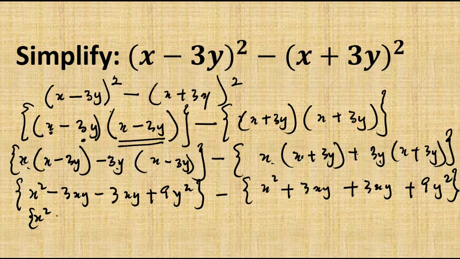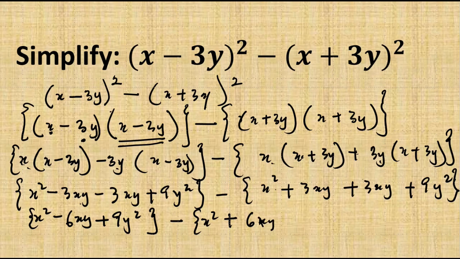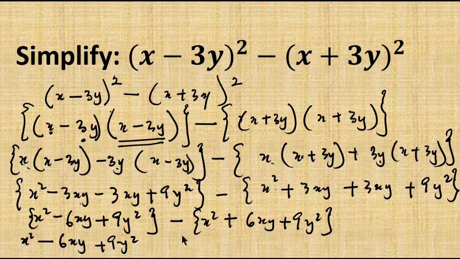This will be x squared minus 3xy minus 3xy, that's minus 6xy plus 9y squared. I'll close the bracket, minus x squared now again becomes x squared plus 3xy plus 3xy, that's plus 6xy plus 9y squared. That becomes x squared minus 6xy plus 9y squared. Now I have minus times the bracket, it becomes minus x squared minus 6xy minus 9y squared.